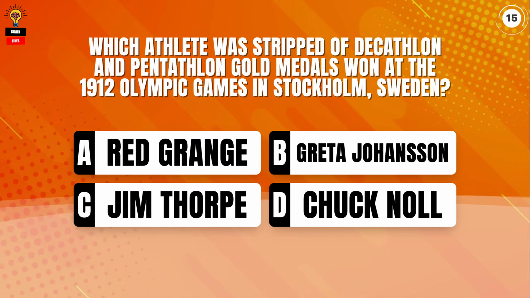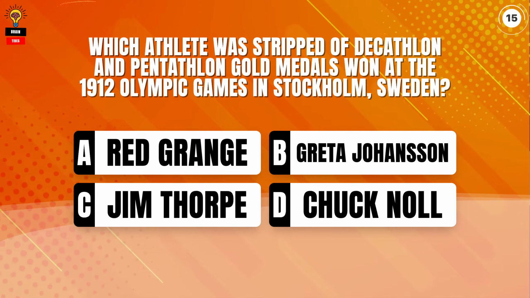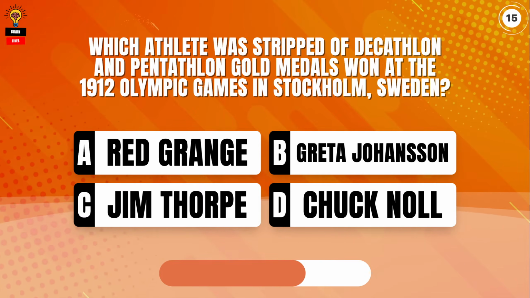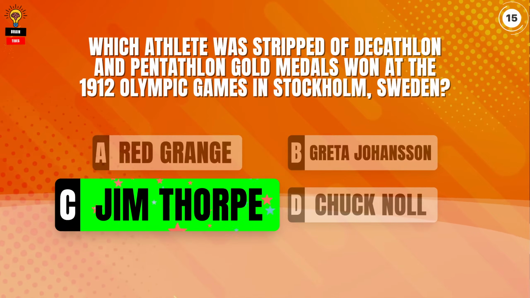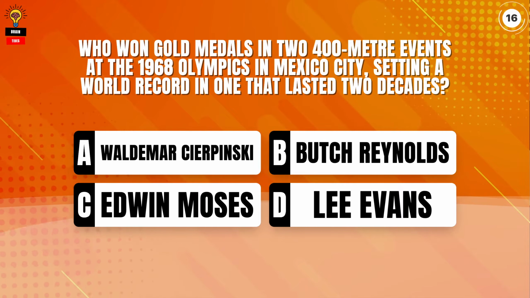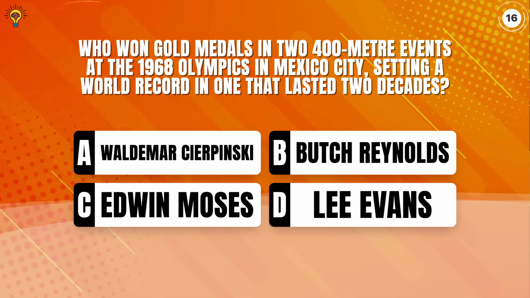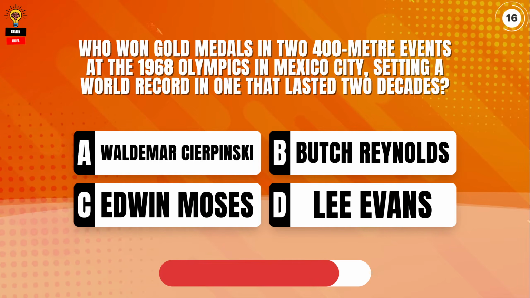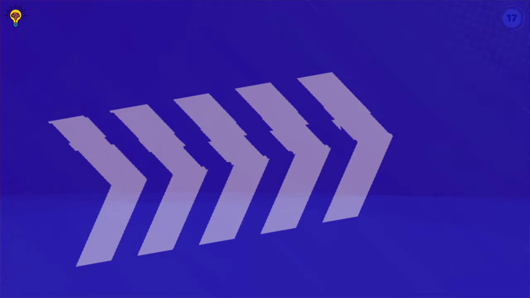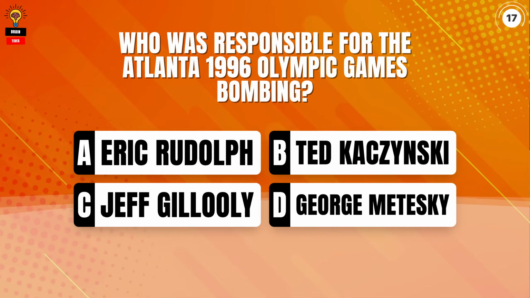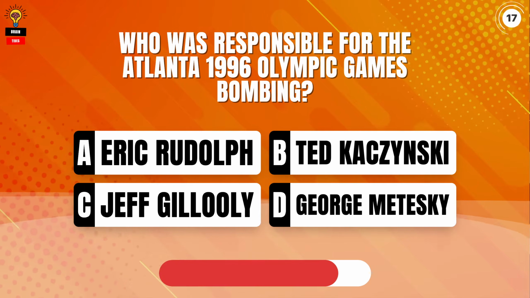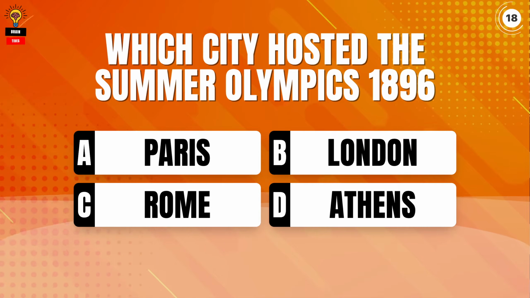Which athlete was stripped of decathlon and pentathlon gold medals won at the 1912 Olympic Games in Stockholm, Sweden? Jim Thorpe. Who won gold medals in 2 400-meter events at the 1968 Olympics in Mexico City, setting a world record in one that lasted 2 decades? Lee Evans. Who was responsible for the Atlanta 1996 Olympic Games bombing? Eric Rudolph.